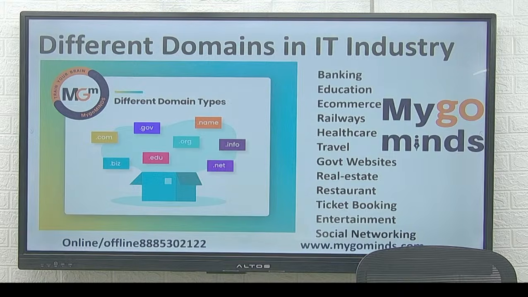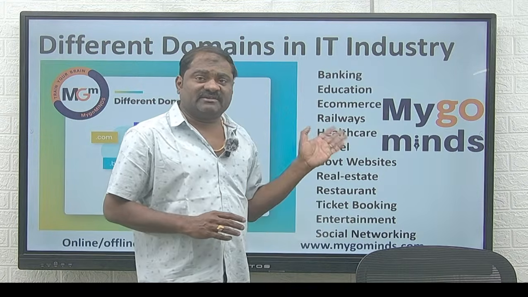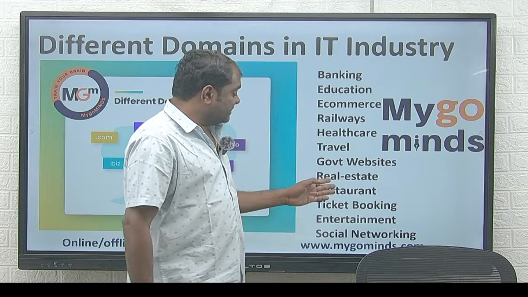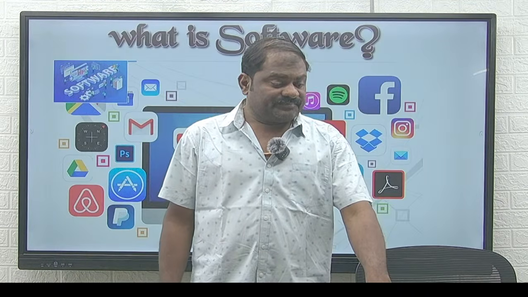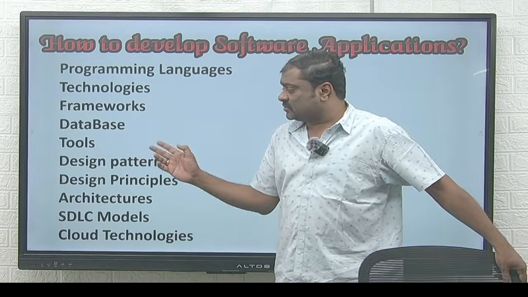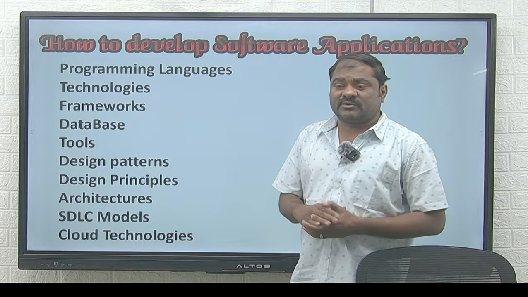This batch is for freshers who want to start their career, and experienced people who want to shift their career. There is a good batch for both of you. In the IT industry, different domains are available like banking, education, e-commerce, railways, healthcare, travel, government websites, real estate, restaurants, ticket booking, entertainment, social networking. These are all different types of websites. So how to develop software applications? By using programming languages, technologies, frameworks, databases, tools, design patterns, design principles, architectures, SDLC models, cloud technologies.